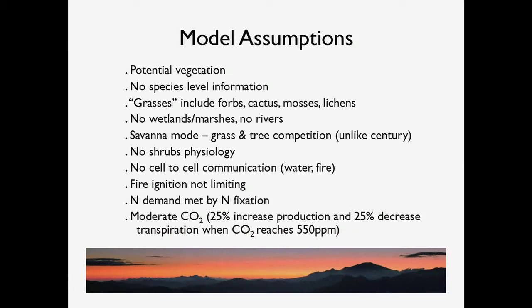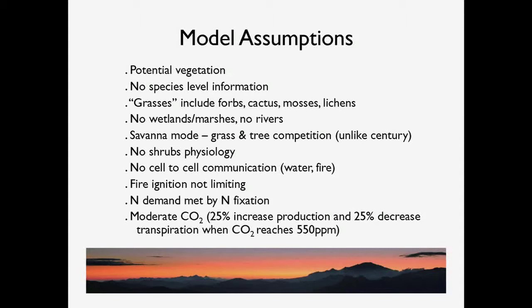Very briefly, model assumptions. It's all about potential vegetation. There's no species level information. That's done by a collaborator on this project, Nicholas Koop and Dick Waring. When we talk about grasses, it includes forbs, cactuses, mosses, and lichens, which are very important but are not considered as specific life forms in our model.